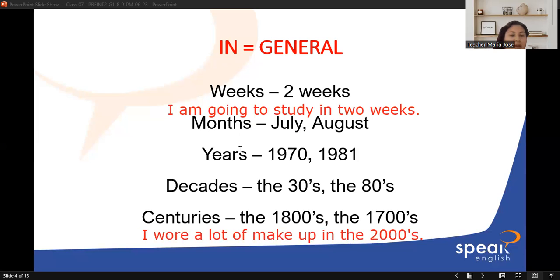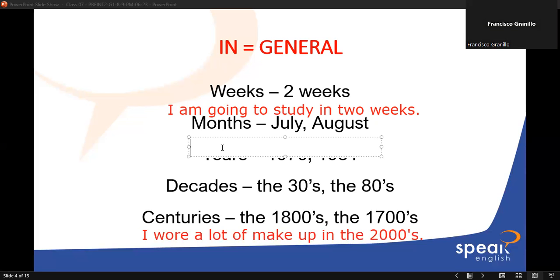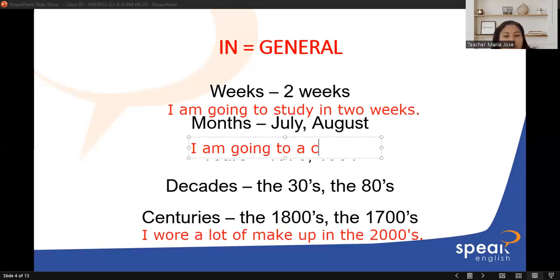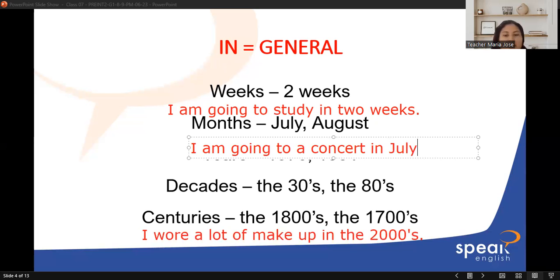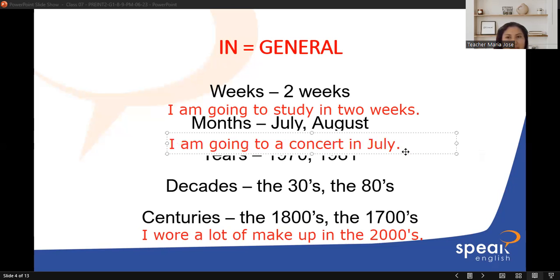Okay. What about an example related to months? Can you help me, Francisco? Remember, let's talk about the future. Okay. I am going to concert in 1 month. A concert? Okay, but tell me a month specific. In July. In July, okay. I like it. Very good. So we're talking about the future and we are using in. Very nice.